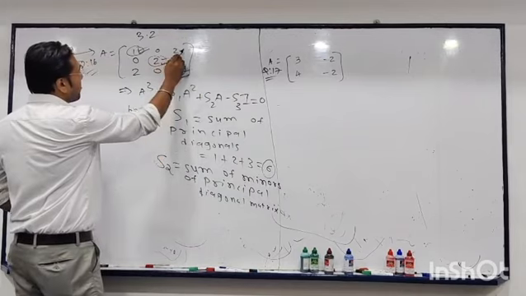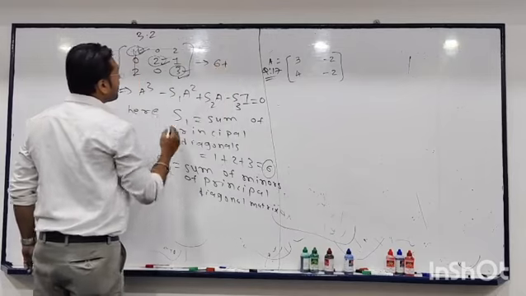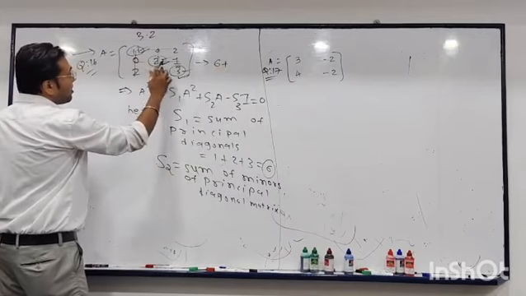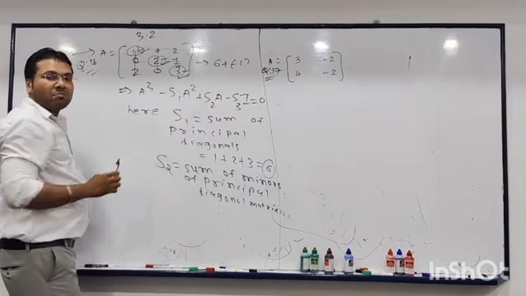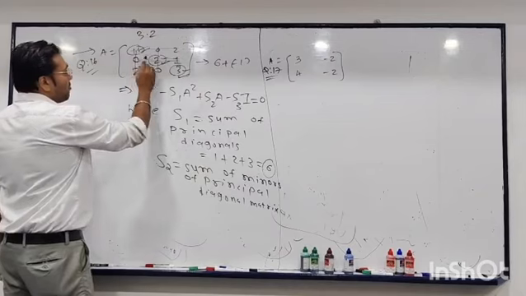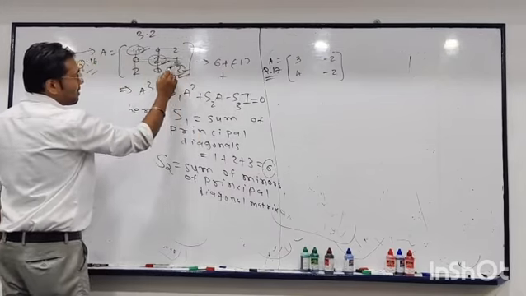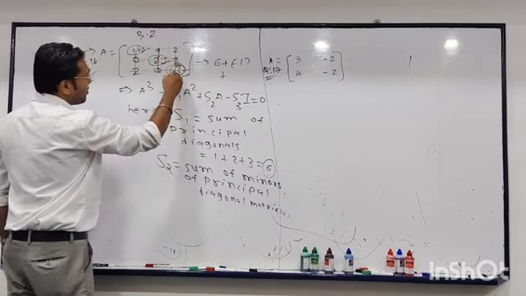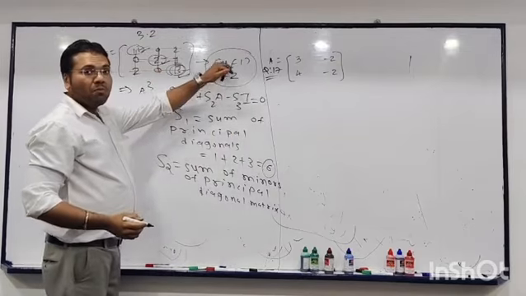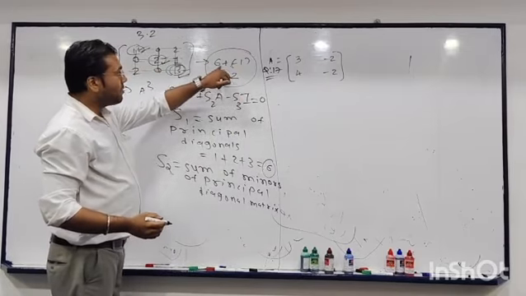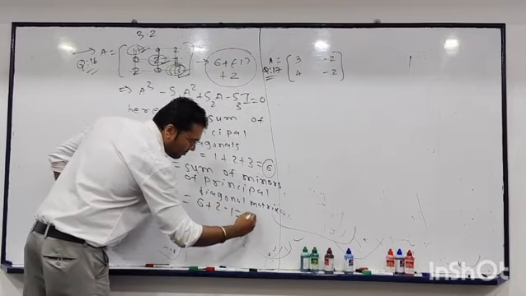So what will be the minor of 1? Hide this first row and first column. So minor of 1 will be 6, minor of 2 will be 3 minus 4, so minus 1, and lastly minor of 3. Hide third row, third column. Your minor will be 2. So sum of minors of diagonal matrix will be 6 plus 2 minus 1. So it will be 7.